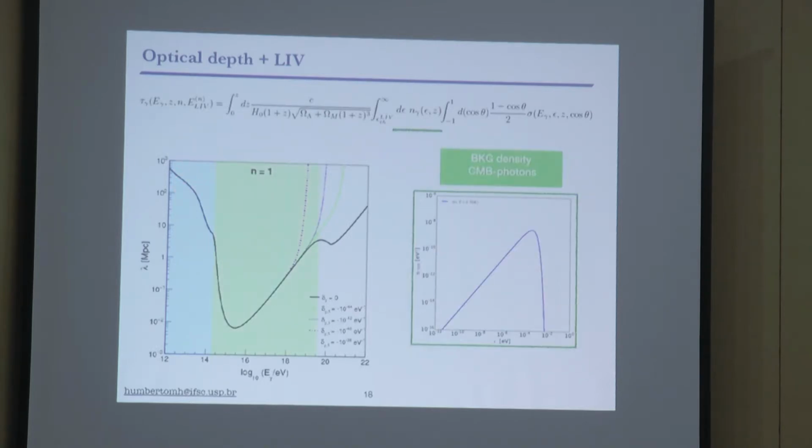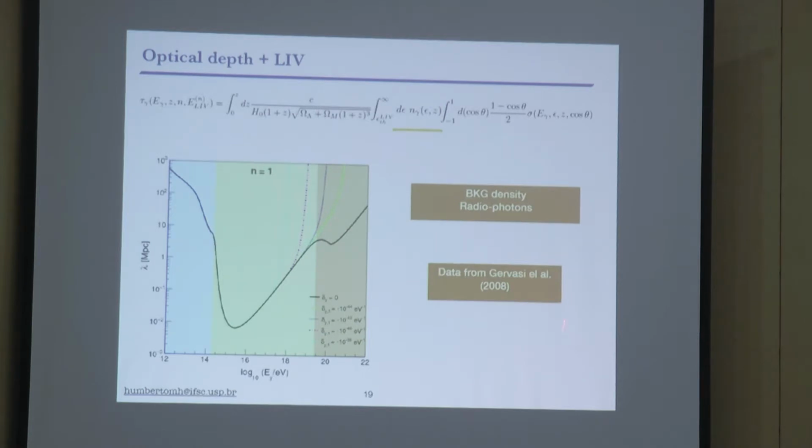There is also the region that we have considered as the CMB. You can also see the shape of the CMB density here. And finally, but not least, the background density of the radio photons.